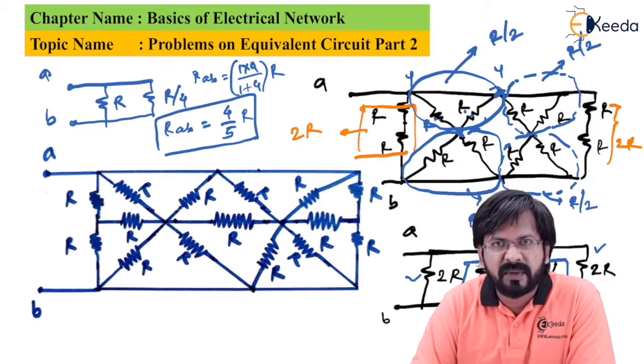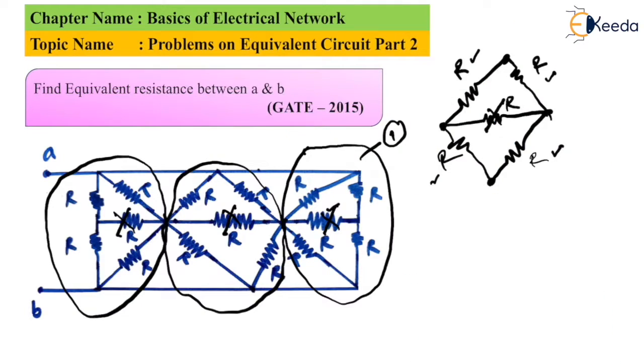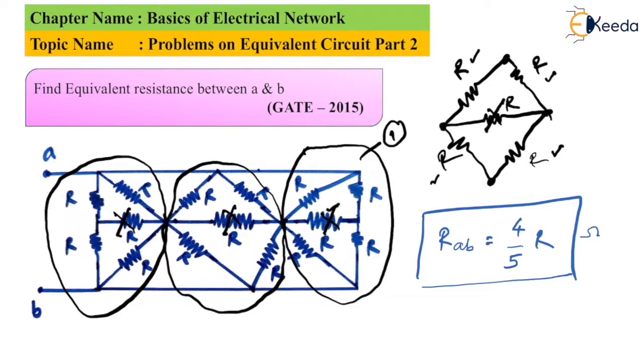So the equivalent value between points A and B is 4 by 5 times R. So equivalent resistance between A and B for this problem, that is RAB, is simply equal to 4 by 5 times R. Unit is ohms. I'm sure you understood this problem. With this problem, now we'll go to the next problem.